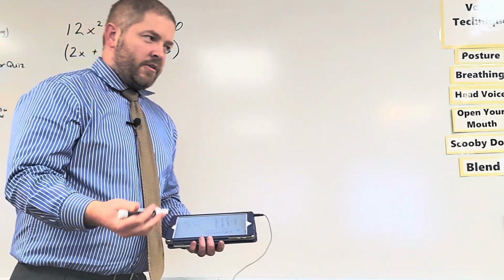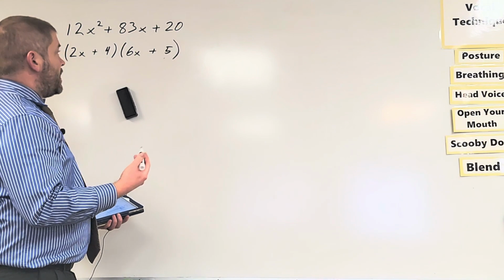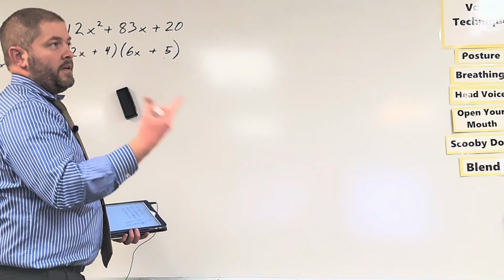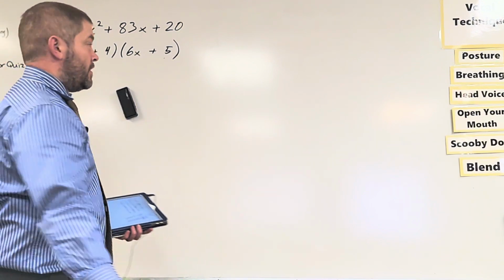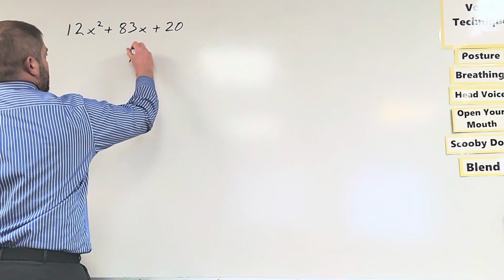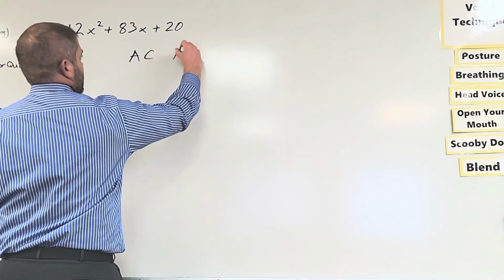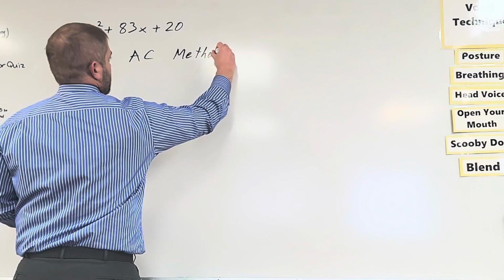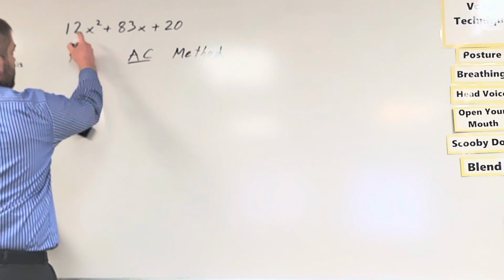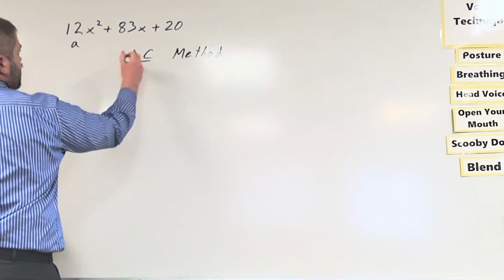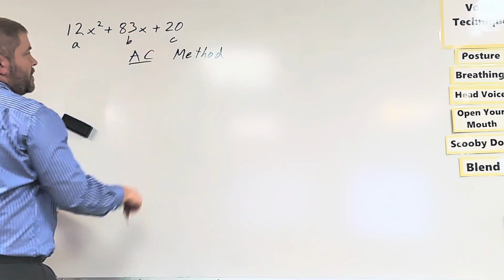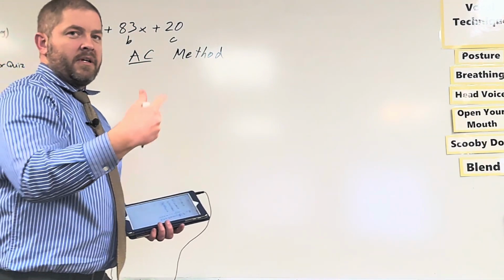So the method I'm going to show you here is for these quadratics that are kind of hard. And if you can't figure them out this way, then the method I'm going to show you will always work. This method is called the AC method. And when I say AC, I'm referring to the number A here and C here. This is the B, right? In a quadratic, we have ax squared plus bx plus c.